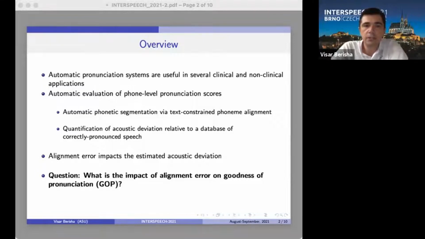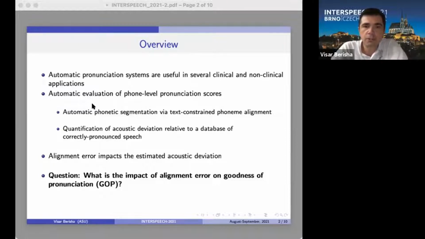Or they can be used in clinical applications to evaluate speech sound disorders arising from, say, cleft lip and palate, or dysarthria, or other conditions that result in pathological speech. Across these applications, the current standard of clinical care is really subjective perceptual evaluation by trained clinicians. And so these automated objective systems provide an appealing alternative.